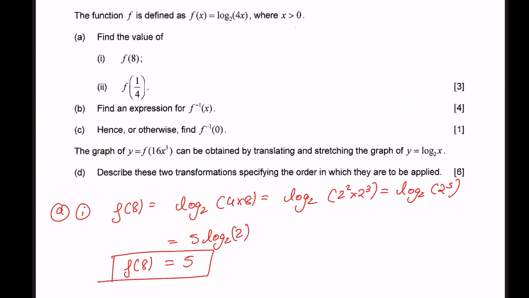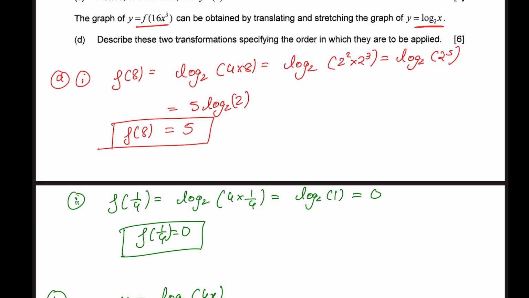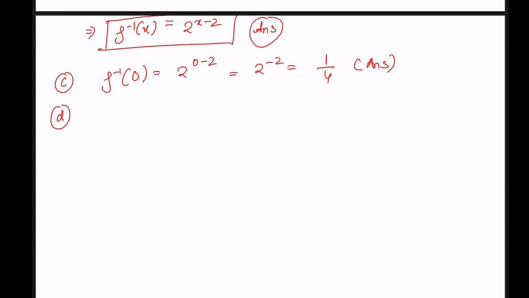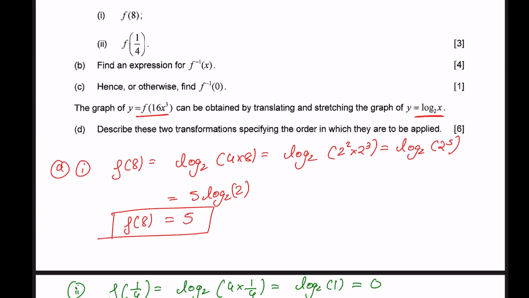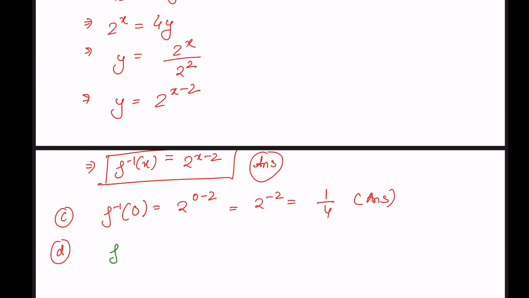Okay, for part D, the graph of f of 16x cubed can be obtained by translating and stretching the graph of y equals log 2x. Describe these two transformations, specifying the order in which they are to be applied. So we have to apply the transformation from log base 2x. Now if I want to find this function, right? So the expression is f of 16x cubed.